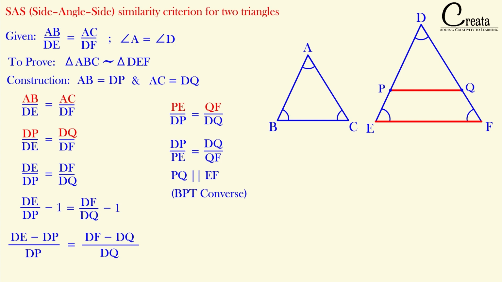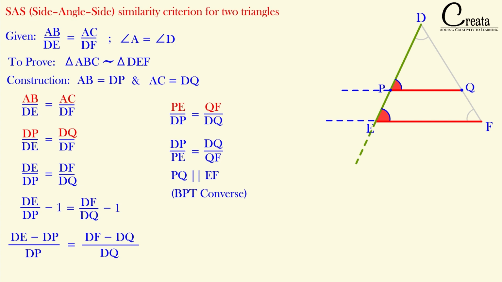These two line segments are parallel, so we can extend these two line segments and assume the line segment DE as the transversal. In the transversal, the corresponding angles are equal, same concept as in the previous lecture. We get angle P and angle E as equal to each other because these two angles are corresponding angles. Similarly, if we take DF as a transversal, we get angle Q and angle F as corresponding angles. So these angles are also equal to each other.